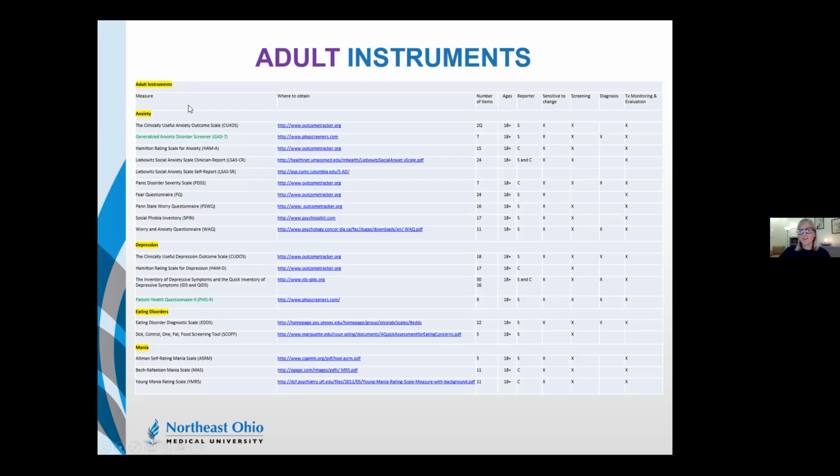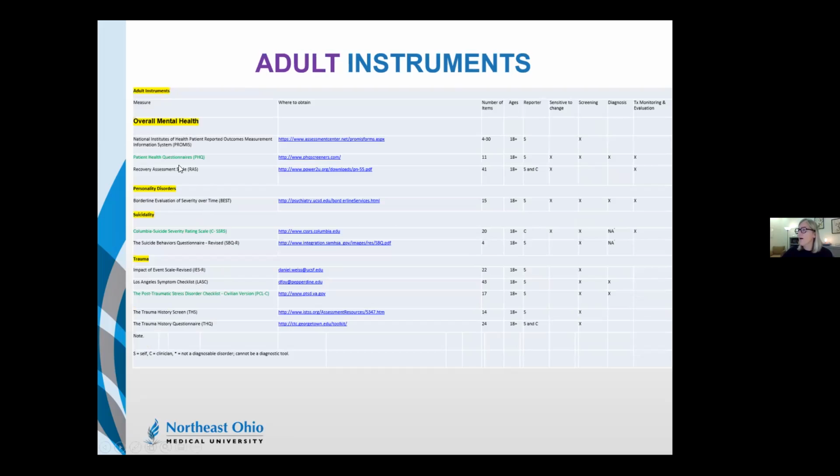And I knew Patricia would likely be here today, and some other pediatric-based clinicians, so I knew I'd be in trouble if I didn't put youth and child assessments in this as well. Under this, you see adult instruments for anxiety, depression, eating disorders, and mania, and overall mental health. There you can see the PHQ, the Patient Health Questionnaire, which is a conglomerate of the other assessment tools like the PHQ-9 and GAD-7, like I mentioned earlier, then personality disorders, suicidality, and trauma.